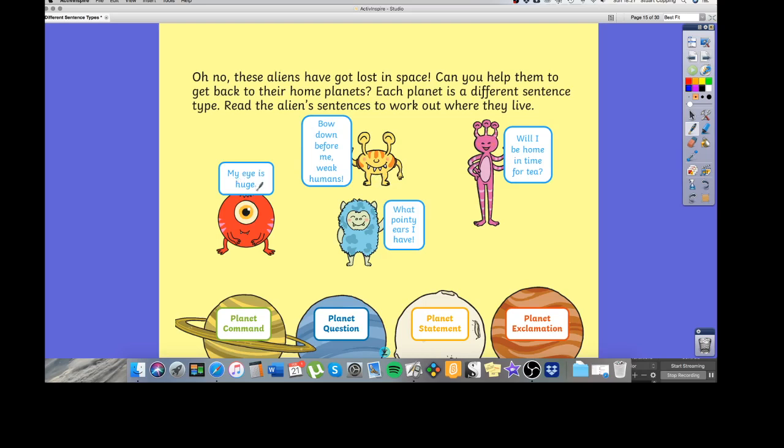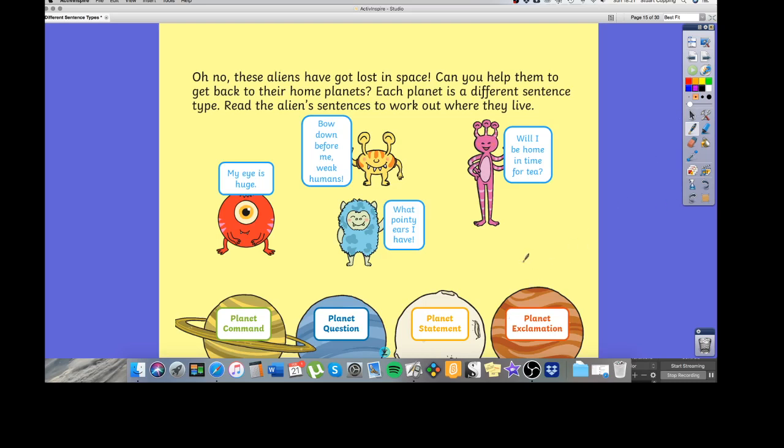So I've got 4 sentences. My eye is huge. Would that be a command, a question, a statement, or an exclamation? Bow down before me, weak humans. Command, question, statement, exclamation? What pointy ears you have. Which one of those is it? Will I be home in time for tea? Is that a command, a question, a statement, or an exclamation? So just pause the video and have a bit of a think with your grown-up. Which one do you think would go to which? And then I will give you the answers. Pause the video now.